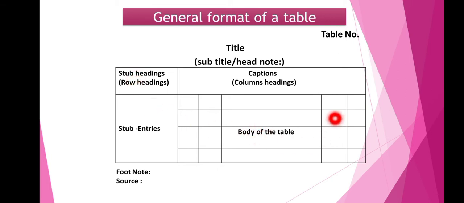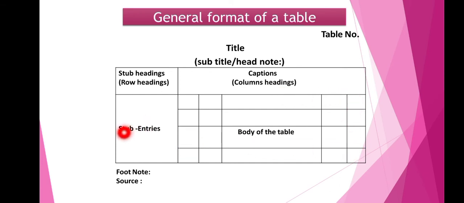And here we have the body of the table. The body of the table contains the numerical data. The length and breadth should have an appropriate ratio according to the size of the paper. According to the size of the paper we have to draw the table.